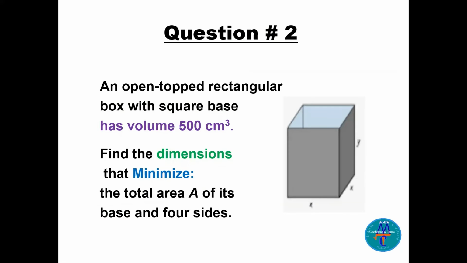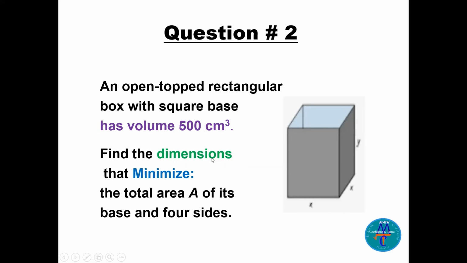Let's say another one, an open-topped rectangular box with a square base. So we have a box here, open from the top. It's open, you see, you can see that easily. It has the volume of 500 centimeter cube. Also, we have seen this example in one of the Calculus 1 solved questions, but half of it, not complete. It was only establishing the function. Now we need to study.